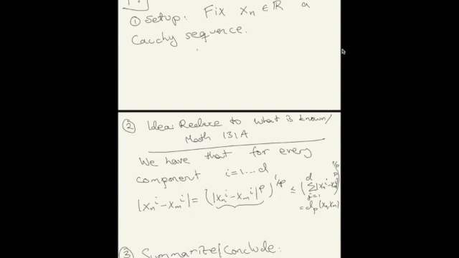So we want to apply the one-dimensional result. So let's first add this to the setup because we seem to need this. So for every epsilon positive, there exists an N1 such that the distance from xn to xm is less than or equal to epsilon if n is bigger than m, which is bigger than N1.